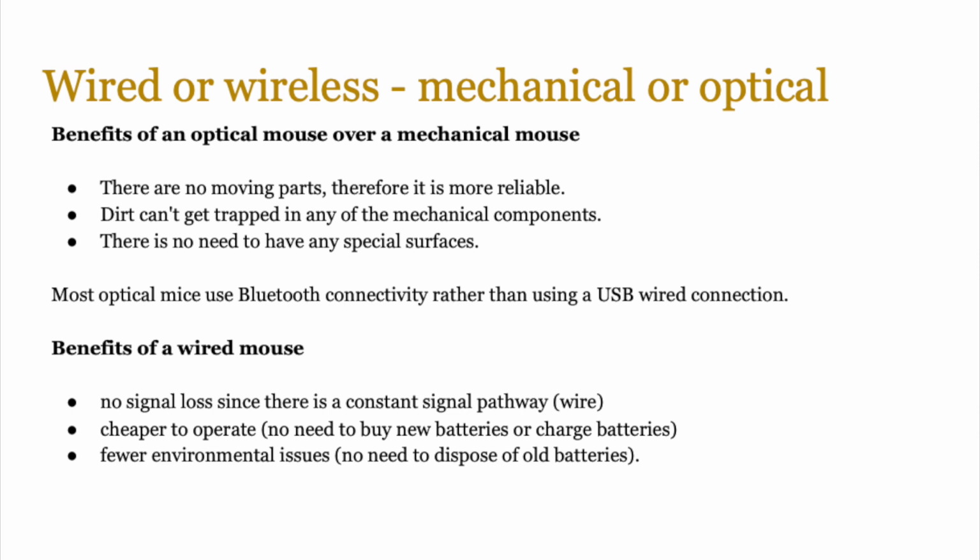However, there are some benefits of having a wired mouse. There is no signal loss since there's a constant signal pathway, which is the wire. They're cheaper to operate, so you don't need to buy batteries or charge batteries. And there are fewer environmental issues. No need to dispose of old batteries when they expire, so they're still around these days.